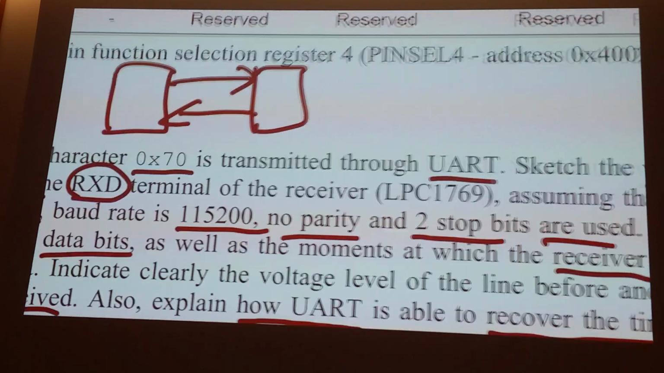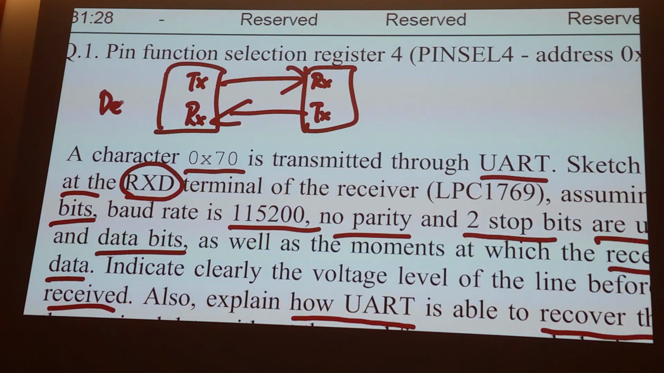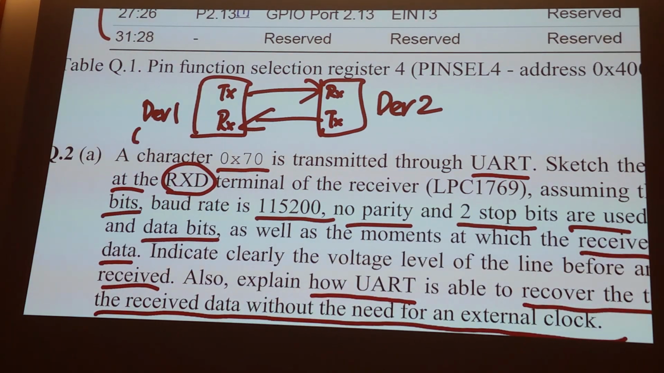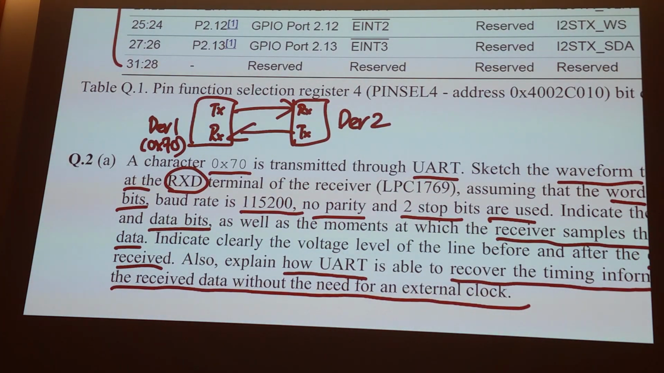Right? So for device 1, here will be TX, the transmitting pin. This one will be the receiving pin. For this guy, here will be the receiving pin, here will be the transmitting pin. Okay, let's say you have device 1, device 2. And now let's say this guy is sending 0x70. So what will you get if you sense here?